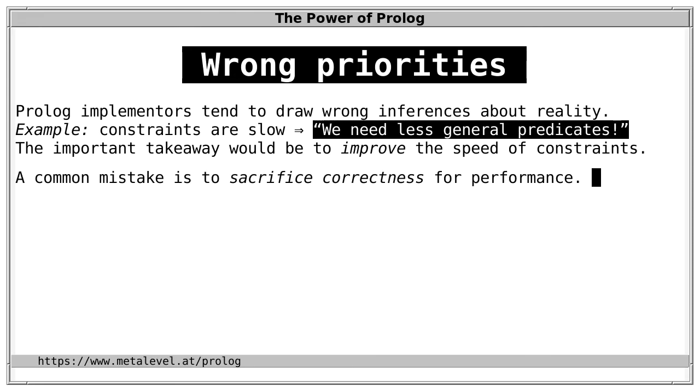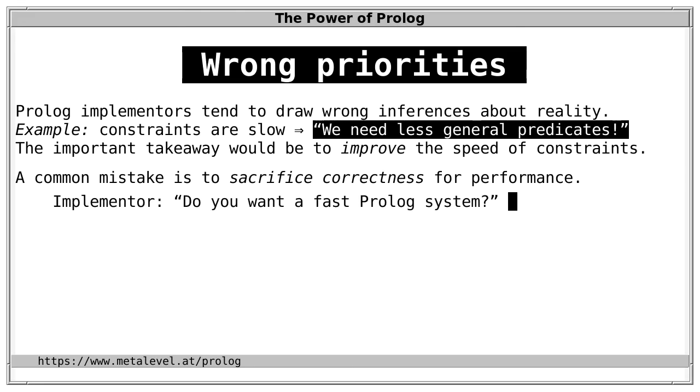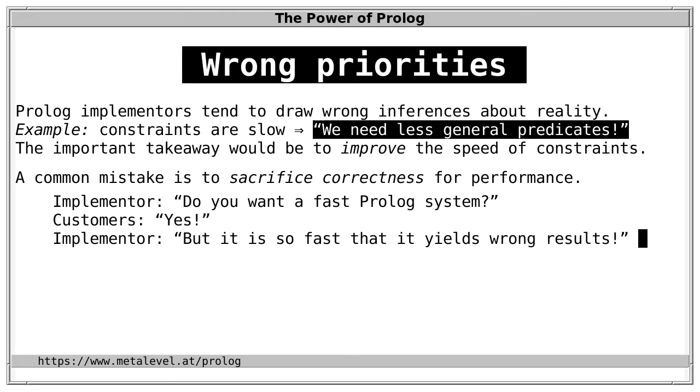And of course, implementers are subject to a lot of pressure, for example from publications and benchmarks about Prolog systems, which mostly measure performance, at least at the moment, up to the point that implementers tend to sacrifice correctness for performance. Because if you ask customers, do you want a fast Prolog system, then they tend to respond yes. And even if it's so fast that it yields wrong results, yes, that's okay. So customers should also think about what they actually need from a Prolog system.